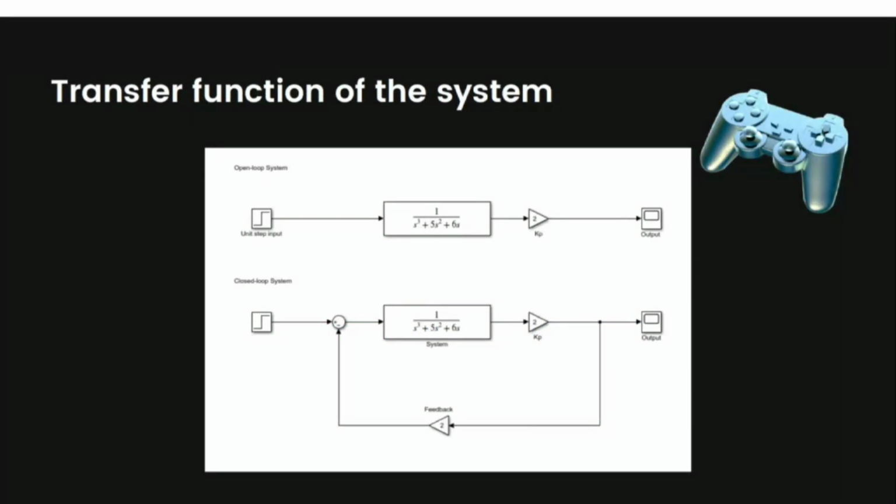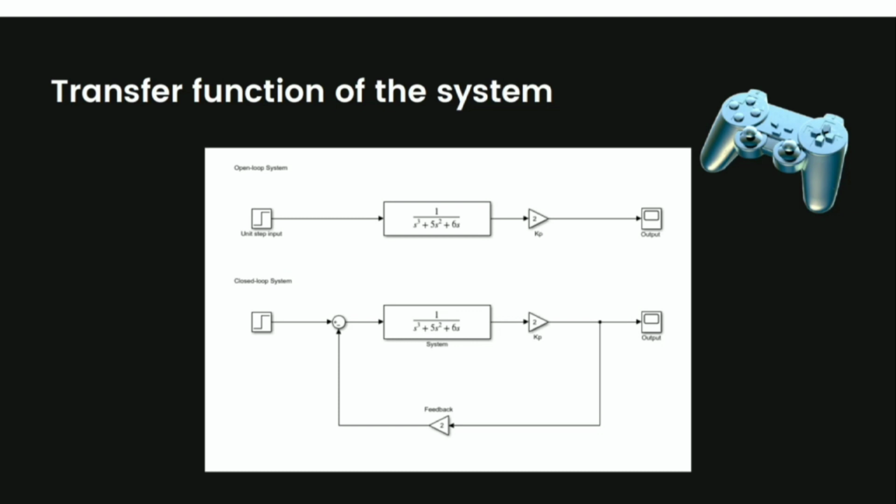Moving on to the transfer function of the system, let's consider the block diagram for both open loop and closed loop systems. The key difference between the two is the presence of feedback in the closed loop configuration. The open loop transfer function represents the system without any feedback. The block diagram consists of a transfer function that describes the plant or process being controlled.